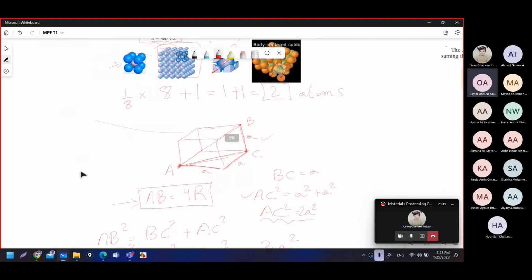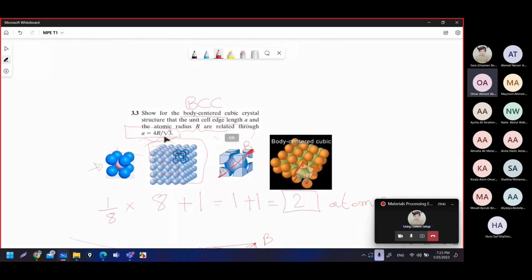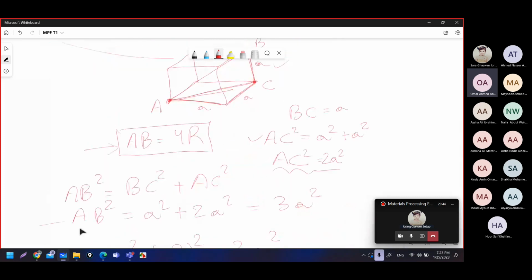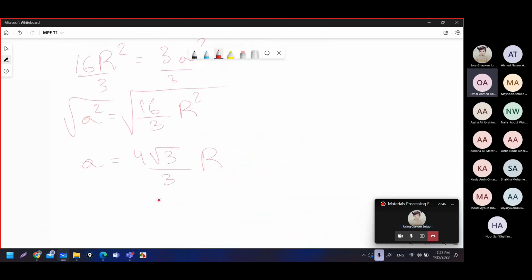In the question, he gave me this relation that a is equal to 4r over square root of 3. It is the same as this relation. All we need to do is to multiply by square root of 3 over square root of 3. Square root of 3 times square root of 3 will give you 3, and this will be in the denominator. So we can write it in another way like this: 4 times square root of 3. No, it will be 4 times 3. Okay, square root of 3 times square root of 3 will give you 3.